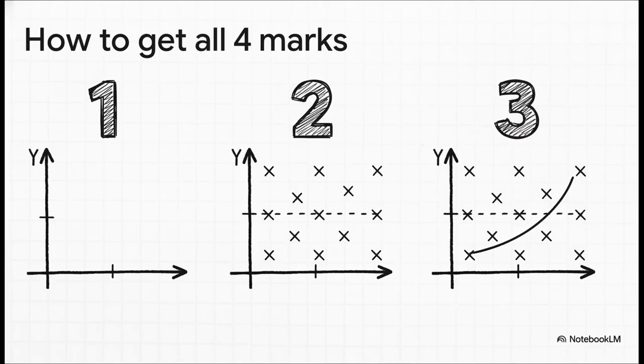So, how do we bag all 4 of those marks? The trick is to see it's not one big task, it's actually 3 small separate jobs. First, you get a mark for labeling the axes. Yep, just for the labels. Then you get 2 whole marks for plotting the points accurately. And finally, 1 more mark for drawing a good line of best fit. Let's look at each one.